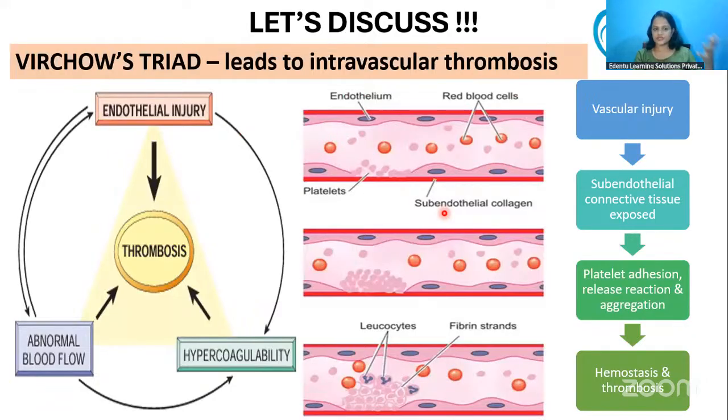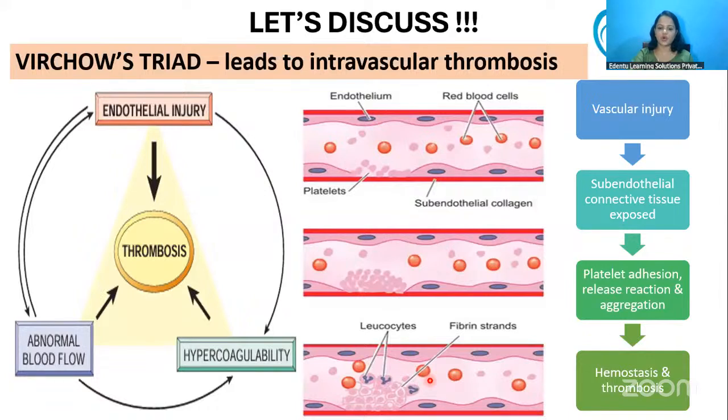So before going to Virchow's triad, let's have a look at what thrombosis is. Thrombosis is the formation of a mass of tissue inside the blood vessels. So a mass like this is formed inside the blood vessels. That is called a thrombus, and this process is called thrombosis.